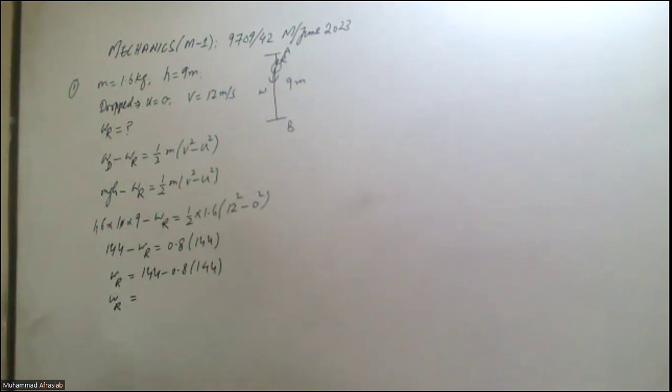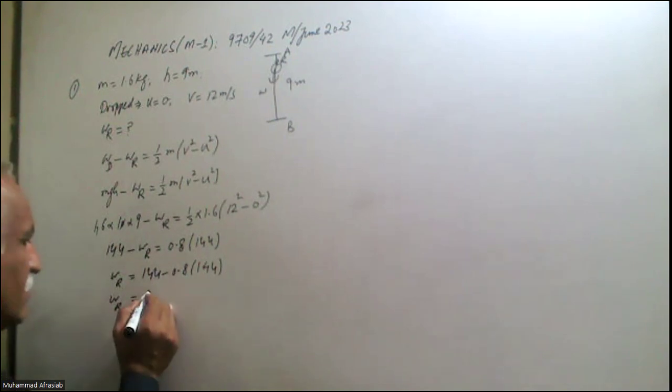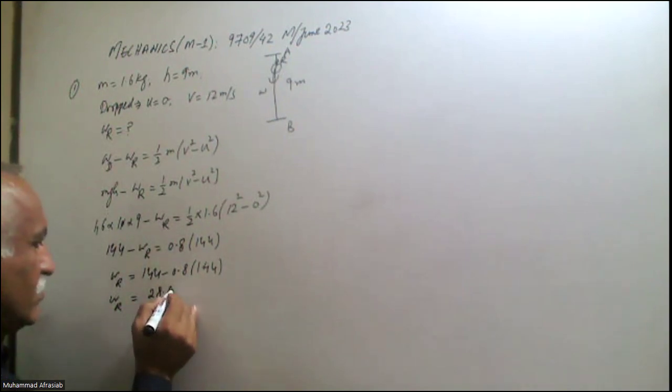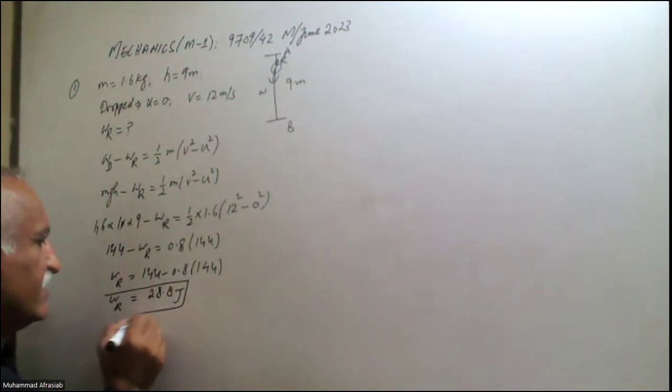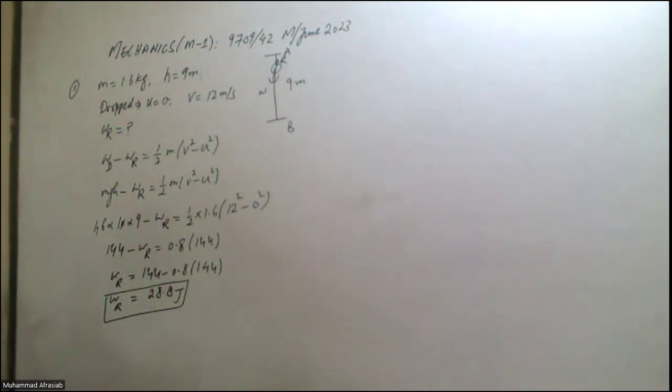28.8. Since work done is measured in joules, so work done against the resistance is 28.8 joules.